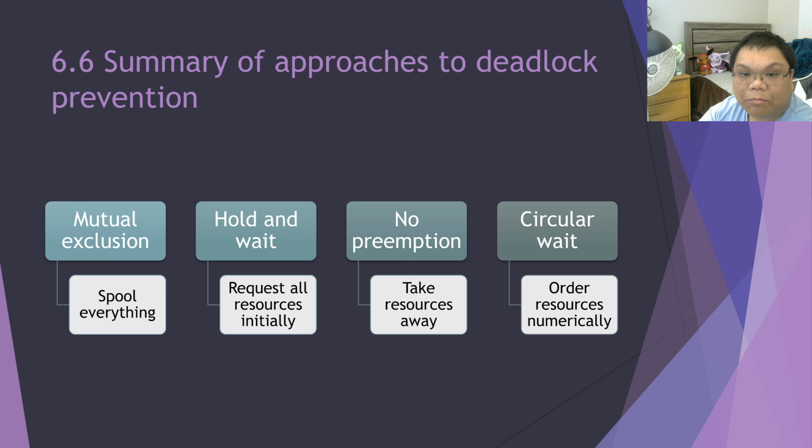Here's a summary of all the approaches we looked at. Mutual exclusion, hold and wait, no preemption, and circular wait. Of these 4 conditions, the best one to tackle is circular wait. And we do that by having processes request resources in a specific order. We can enforce that by simply enumerating resources and enforcing a rule that, for example, says request resources in ascending order.